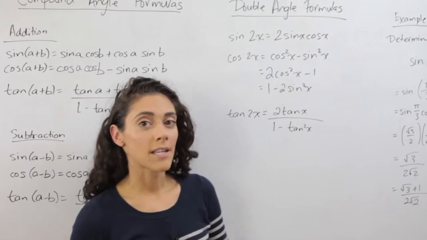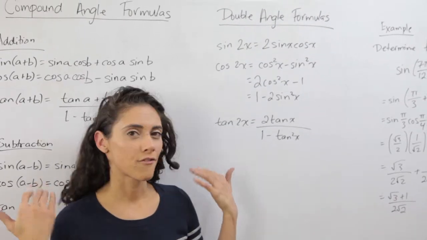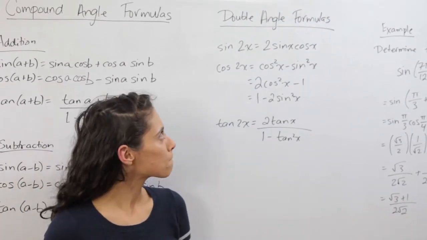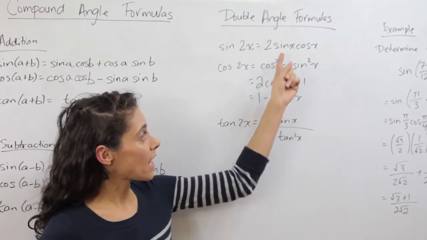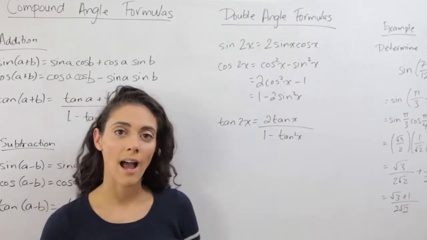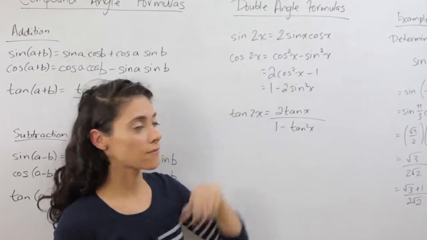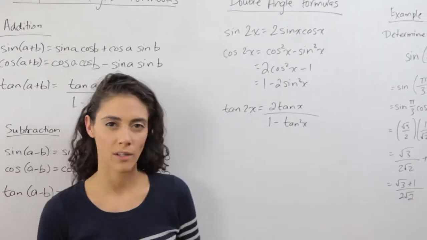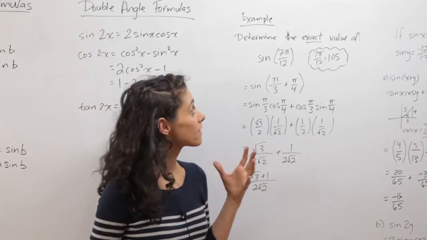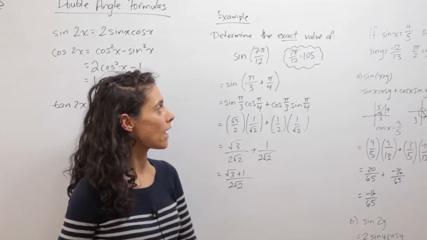These formulas, our double angle formulas, may be easily derived from the compound angle formulas if you'd like. They tell me that if I know sine of some angle and cosine of some angle, I can get the exact value of, say, sine of twice that angle, or cosine of twice that angle, or tan of twice that angle. So we'd like to determine the exact value of sine of 7 pi over 12.